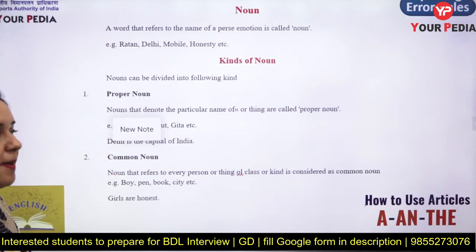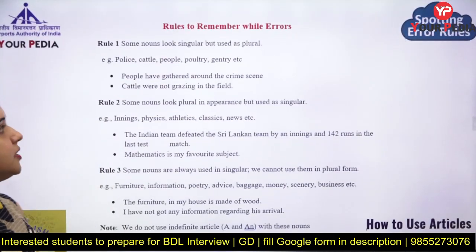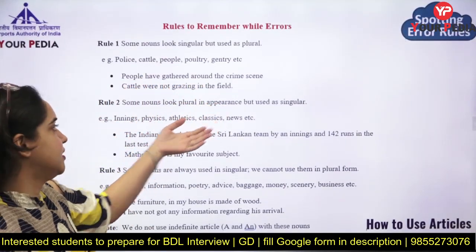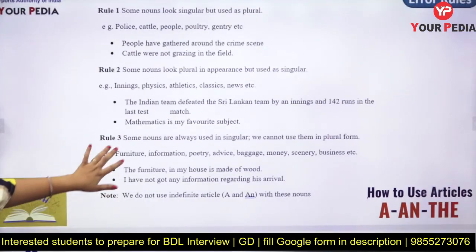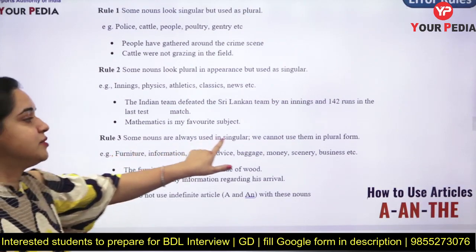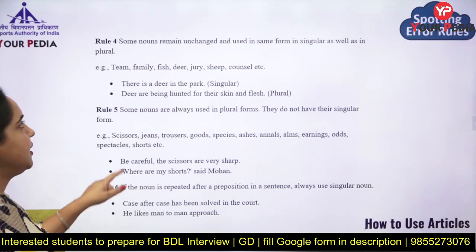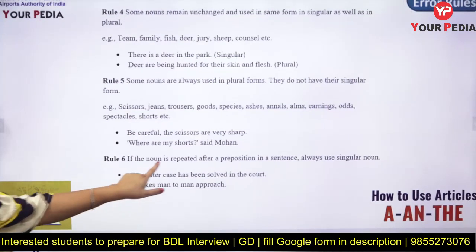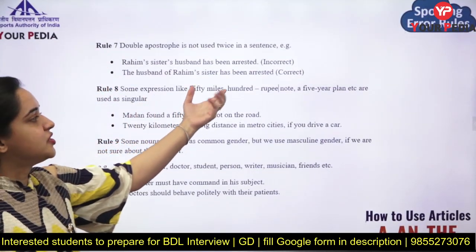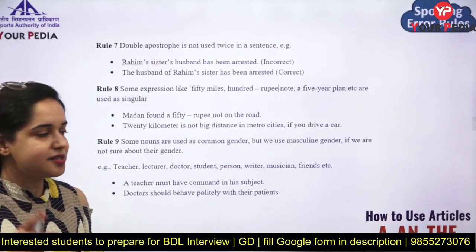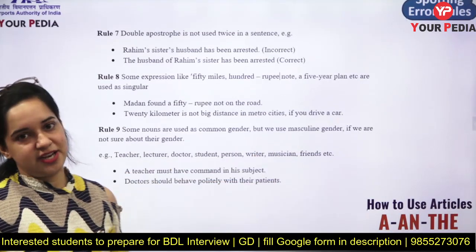Noun क्या होता था, noun की 5 categories कौन सी थी? Then we have rules to remember regarding nouns. कुछ nouns दिखते भाई singular हैं but होते क्या हैं, plural. Same vice versa, कुछ plural दिखते हैं but they are singular. Then you have what is the information. अब इसमें क्या है, कई noun singular ही रहते हैं, उनकी plural form नहीं है, और कई noun होते ही plural हैं, उनकी singular form नहीं होती है, right? Then if noun is repeated, NPN rule क्या होता था हमारा, then is double apostrophe, ये expressions 50 miles 100 rupee, इनके साथ क्या लगेगा, singular. And the last comes, जब gender के बारे में नहीं पता तो हम क्या चलेंगे, masculine gender के साथ, right?